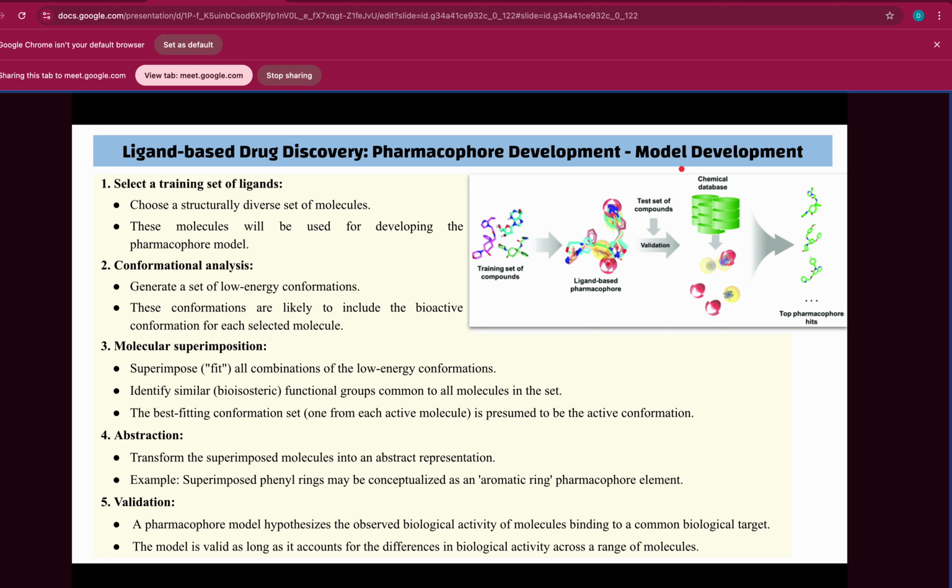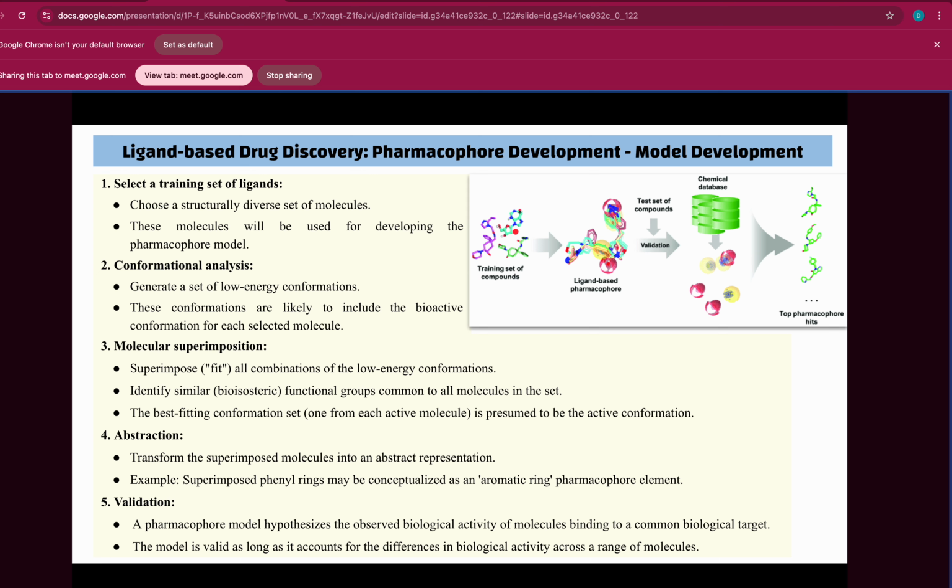So now the step is model development. Firstly, we select a training set of ligands in which we choose a structurally diverse set of molecules, because ultimately we'll optimize them in the later sections. But firstly, we'll select different structurally diverse molecules, and these molecules will be used for developing the pharmacophore model.